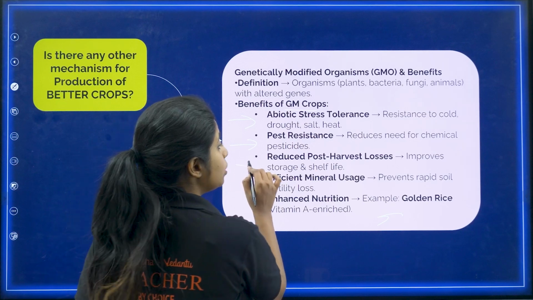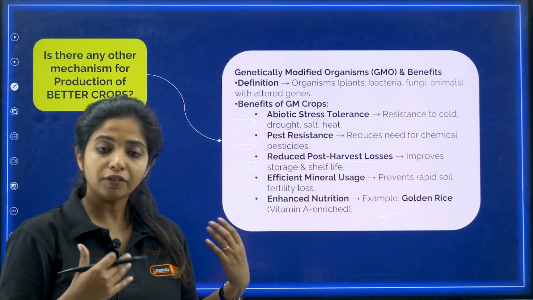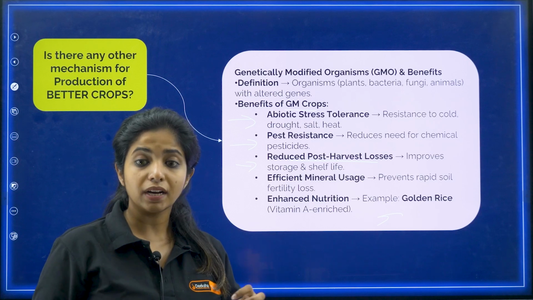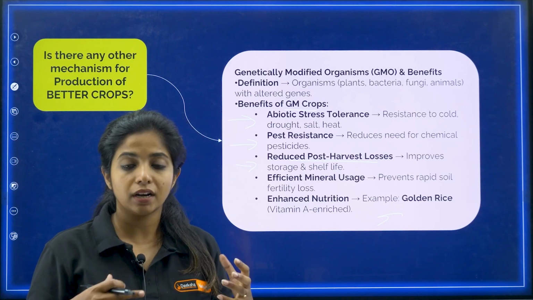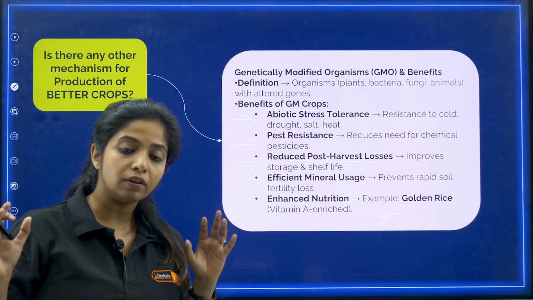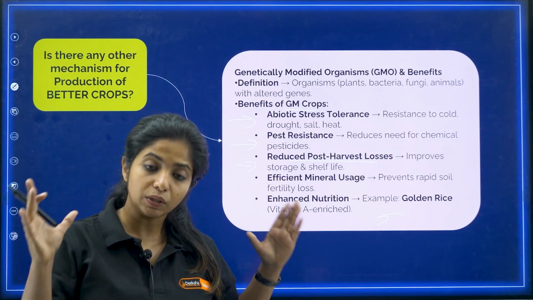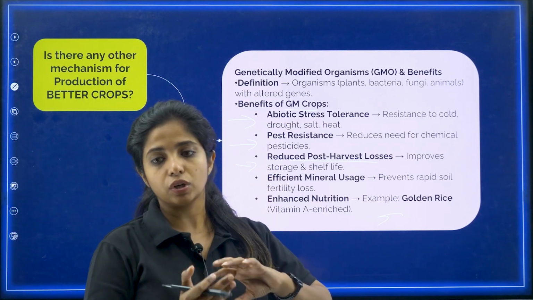Now it also reduced post harvest losses. So after harvesting also there are losses. Genetically modified crops are the ones that had improved storage and shelf life. So it was able to survive even after harvest. With less moisture, with so much moisture and things like that, it was still able to survive because of the changes that were made.